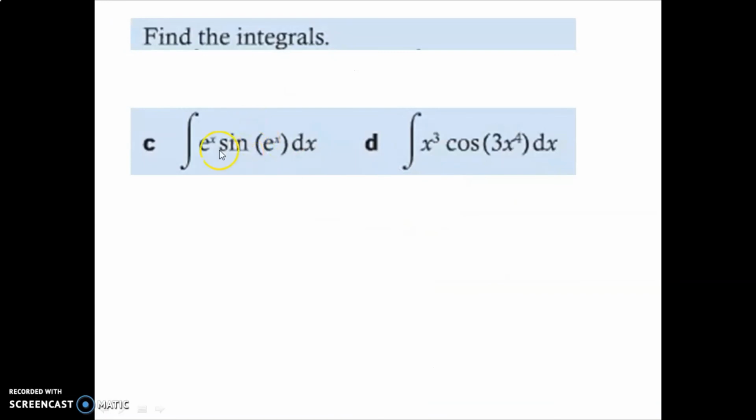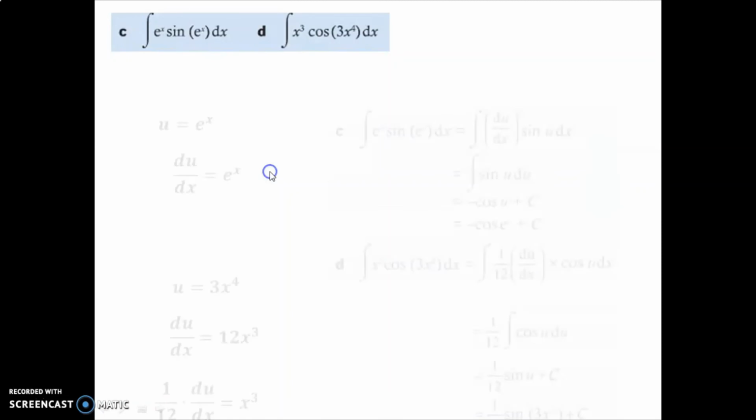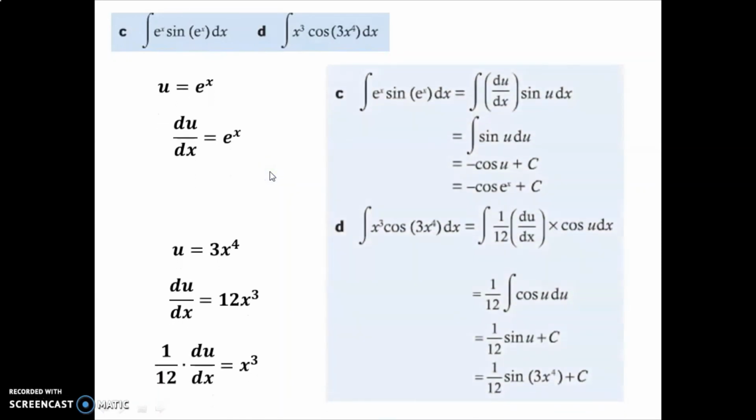Okay, let's try one last one like this. We have another one with sine here, another one with cosine. Both of these will require the u substitution. Let's see if you can do it. Try C first. Okay, in C, here is our work, and D is given to you as well.